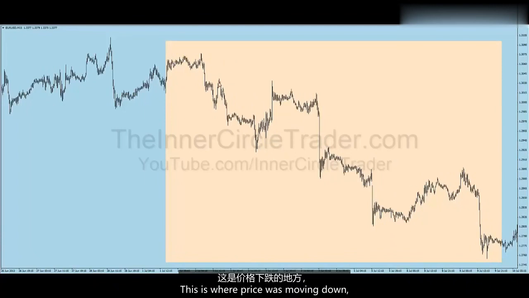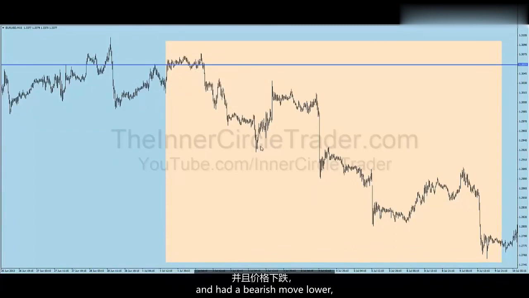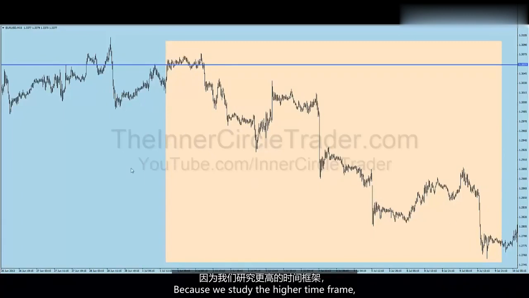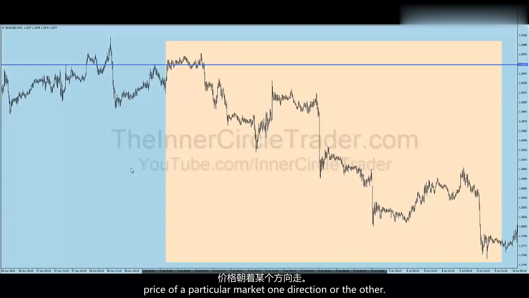This is where price was moving down, trading lower, lower, lower aggressively, again, off that 130.60 level that we noted. And again, I'm just going to add that level back here so you can see it. Okay, and this is that daily move where it trades right up into it and then had a bearish move lower. Okay, and then we started to move lower and lower and lower. Because we study the higher time frame, we can discern where the institutions and large traders are more apt to muscle, if you will, the price of a particular market one direction or the other.